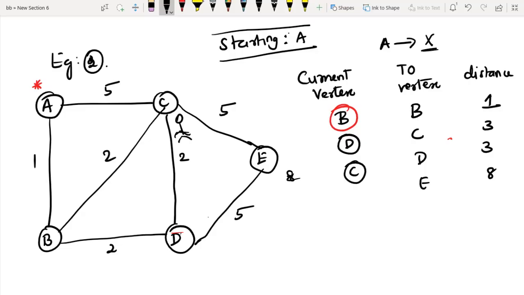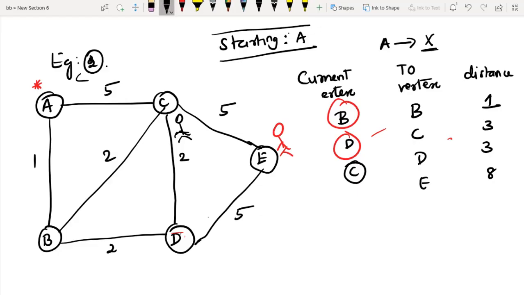From C, directly connected nodes are B, D, E, and A. We should not go to A again. Need not go to B, because we have already visited B. You can see that B has already become the current vertex once. You should not move to D also, because D is already visited. You can move to E. Even if you move to E, there is no need to change any value.